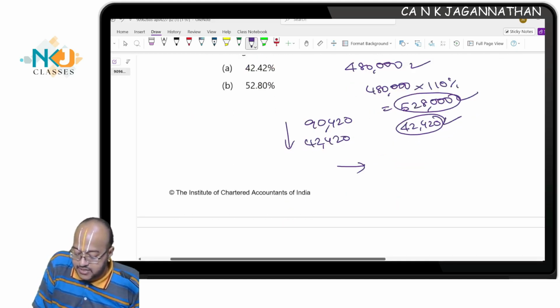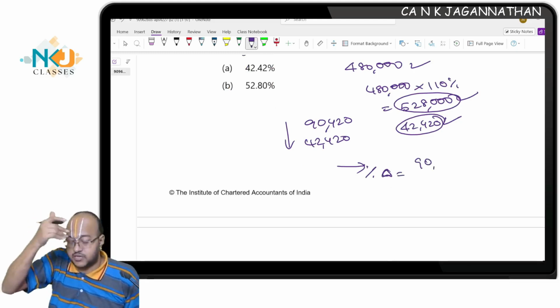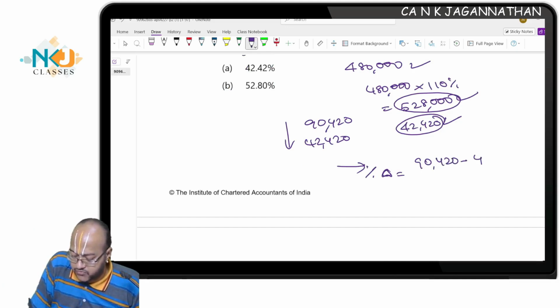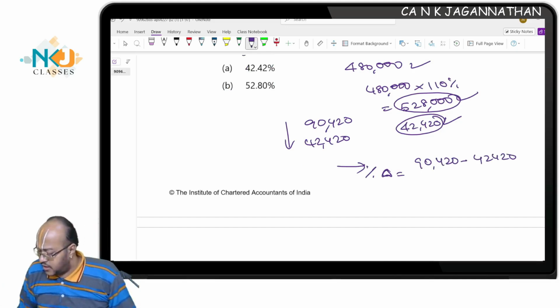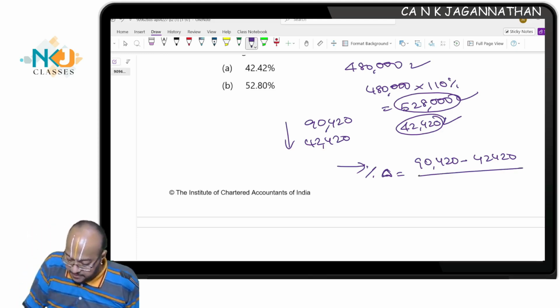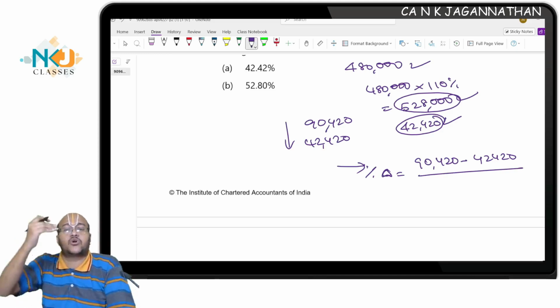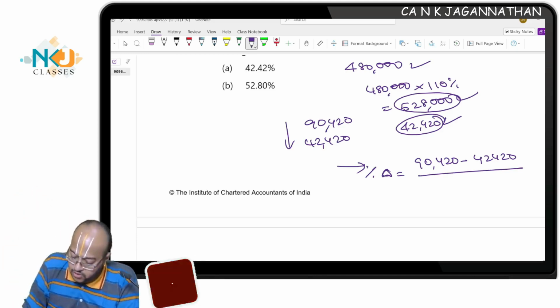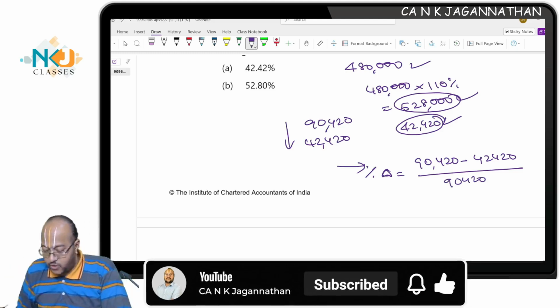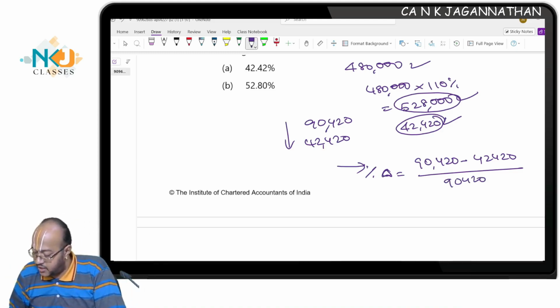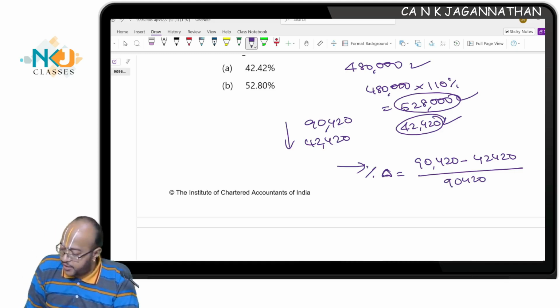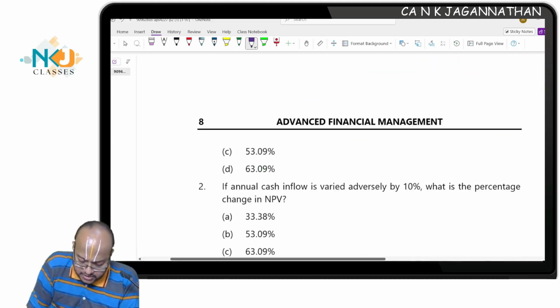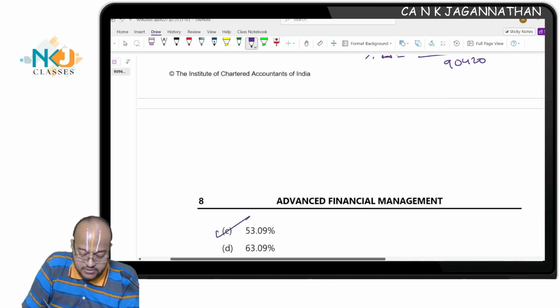Now I want to find out percentage change. Therefore, percentage change is equal to how much? The difference you take in the numerator: 90,420 minus 42,420, that is 48,000. Divided by what? The denominator you should always consider from where it dropped or increased. So the denominator is 90,420, from there only it falls. So 48,000 divided by 90,420 is 53.09. Are you all understanding? Okay, C is the solution for this question.